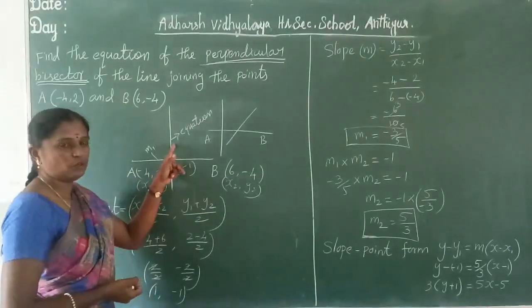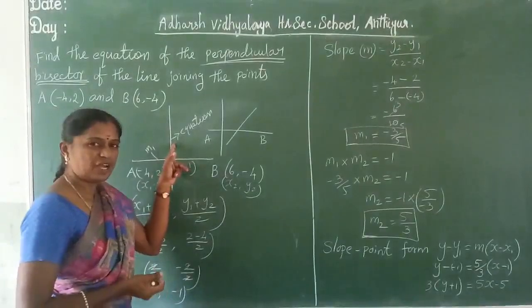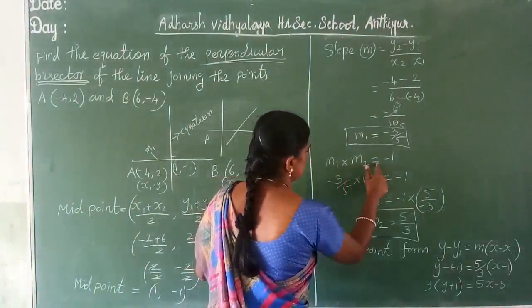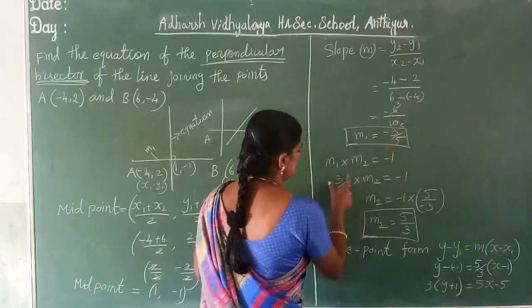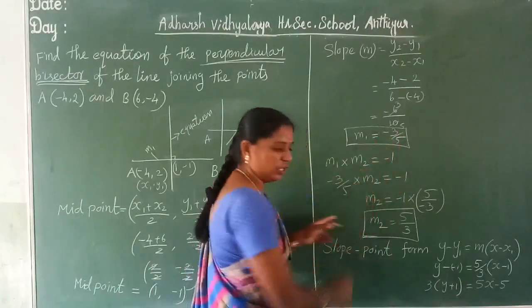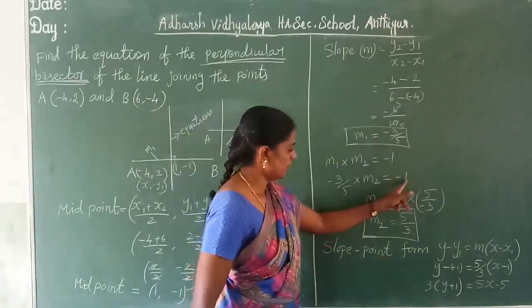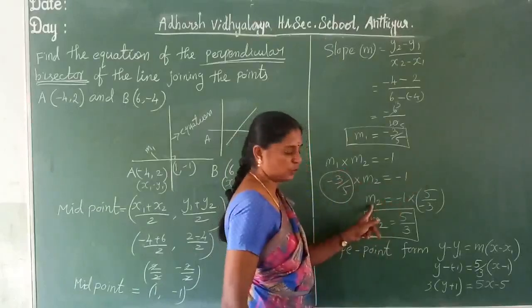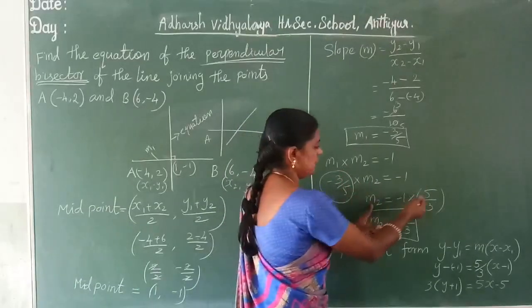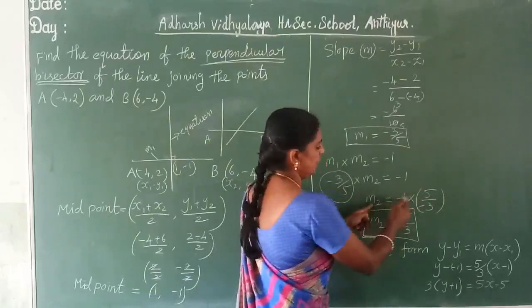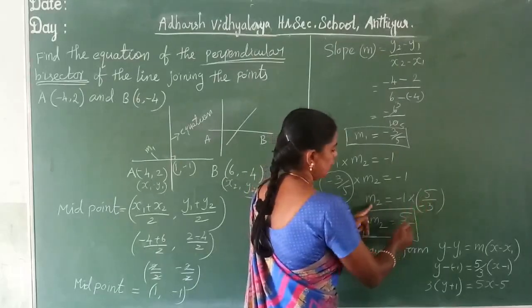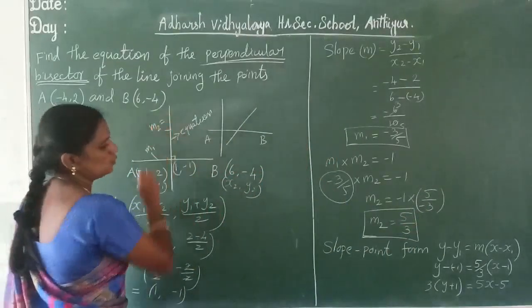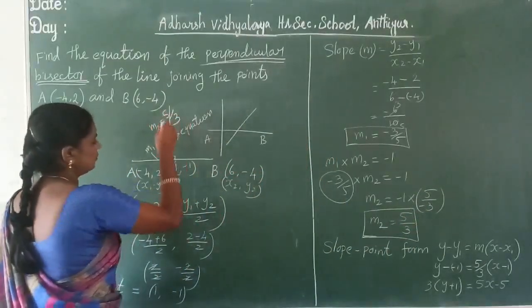But m2 we didn't know, so using this condition we have to find m2. Apply m1 into m2 equal to minus 1, with m1 as minus 3 by 5. M2 is equal to minus 1 divided by minus 3 by 5, the reciprocal, so 5 by minus 3. Minus into minus is plus, so this slope m2 is equal to 5 by 3.